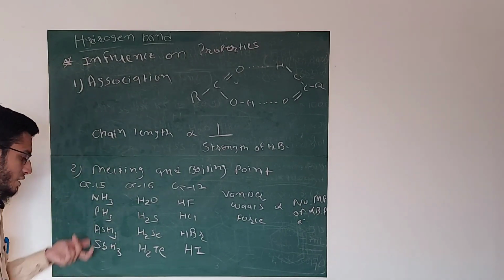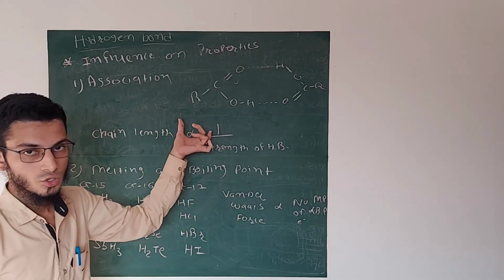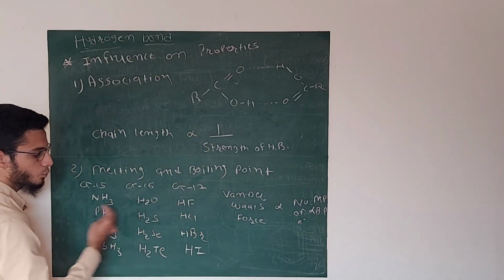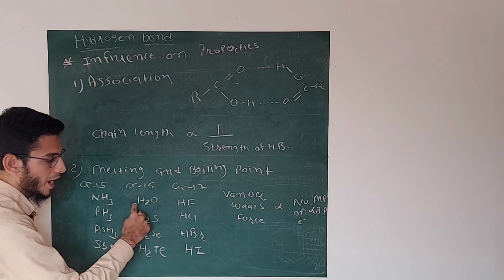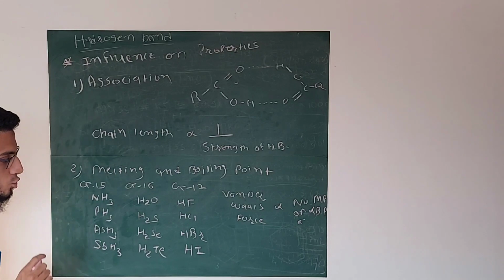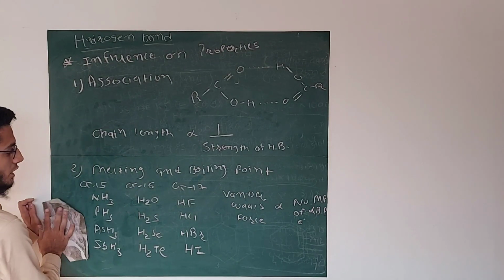In this case, Van der Waals force is weaker than the hydrogen bond. So the very high melting point and boiling point will be for NH3, H2O, and then HF. So I am giving you the order, and remember this.